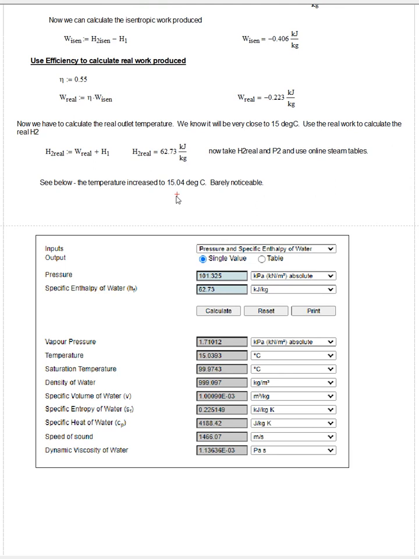C. And so the temperature of our water actually went up by 0.04 degrees C. Is that significant? No, not really. That's a very small temperature rise. There are probably not many thermocouples or thermometers or temperature sensors that are reliably accurate to hundredths of a degree Celsius. So for all practical purposes, the temperature is pretty much the same coming out as it was going in.